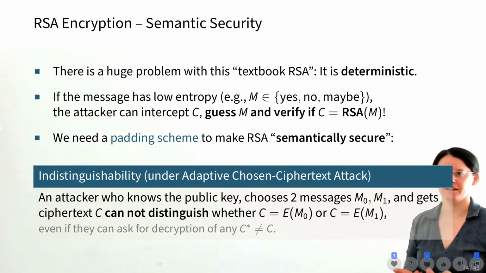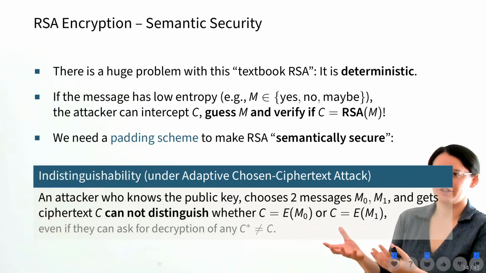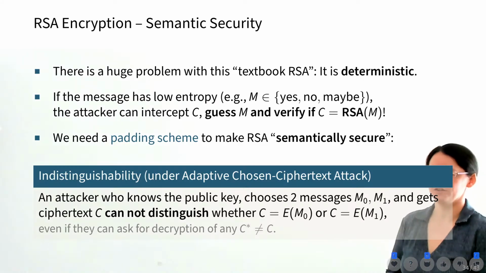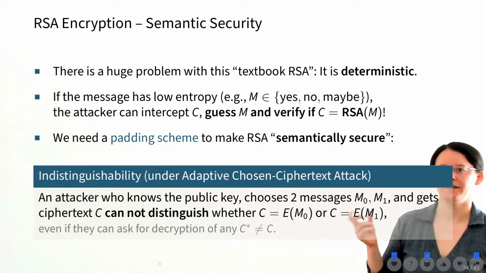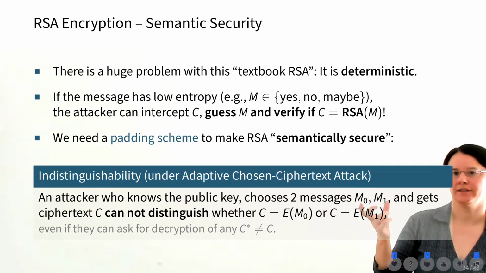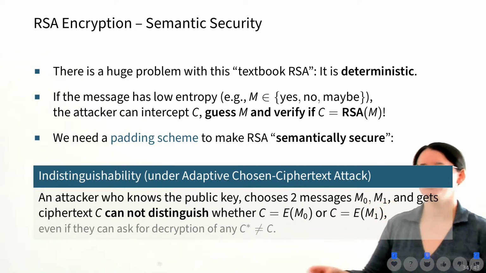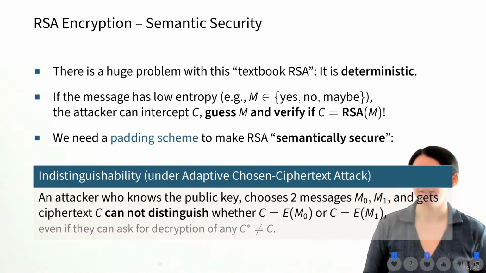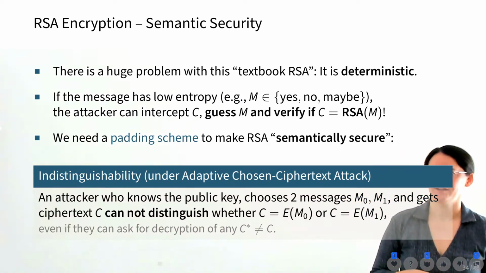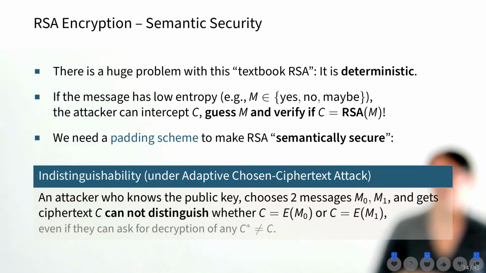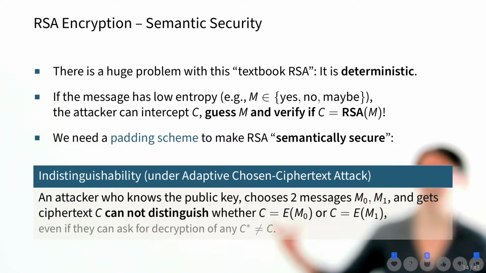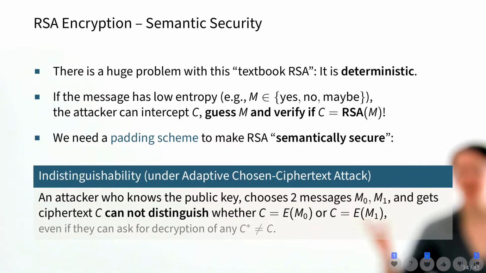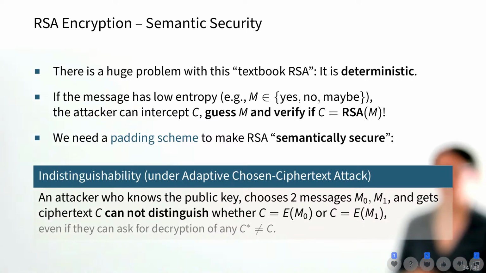And we can formalize this as what we call a security game. So a security game is always: we give the attacker some challenge and they are not supposed to be able to solve this challenge or this game. So here the challenge is the attacker can choose any two candidate messages, and they know that one of these two messages is encrypted to the ciphertext C by the encryption oracle. And now the attacker should not be able to distinguish, so to tell apart, whether this one ciphertext belongs to message M0 or to message M1. So they cannot verify the guesses anymore.